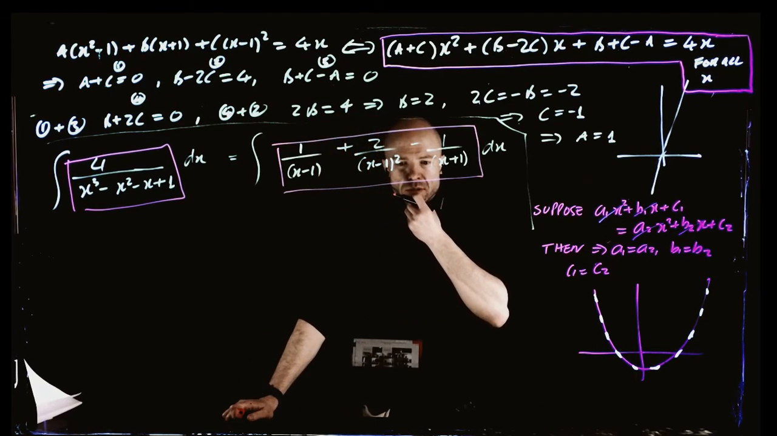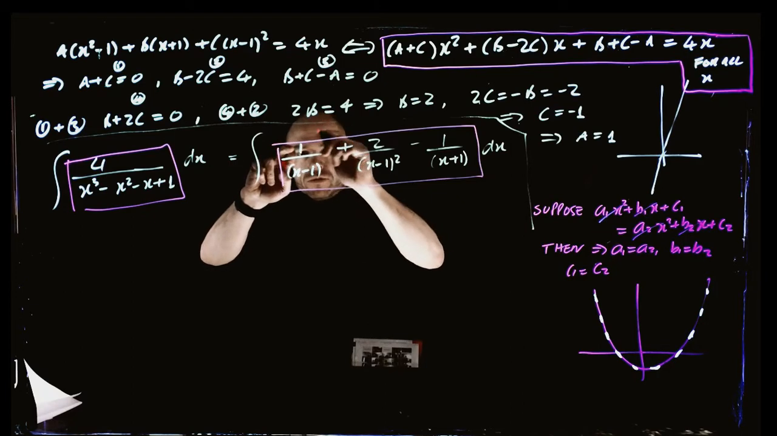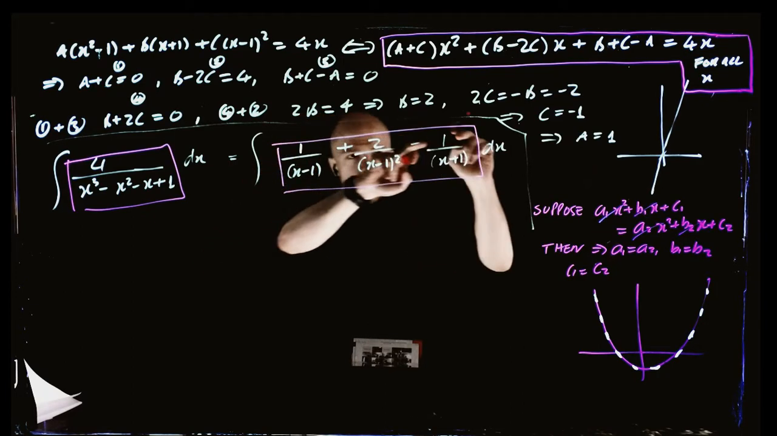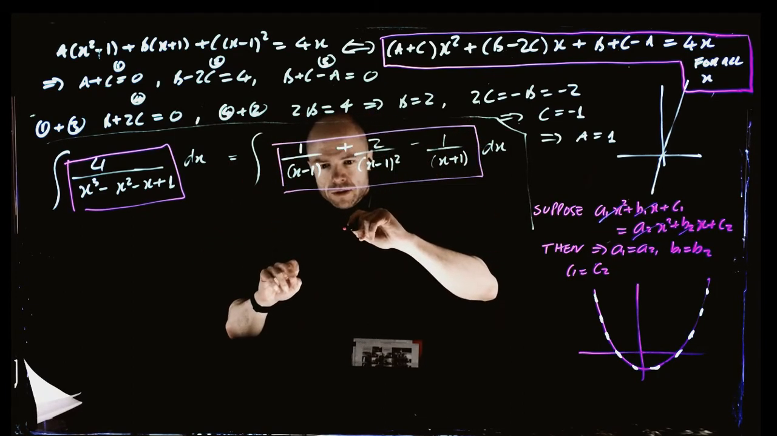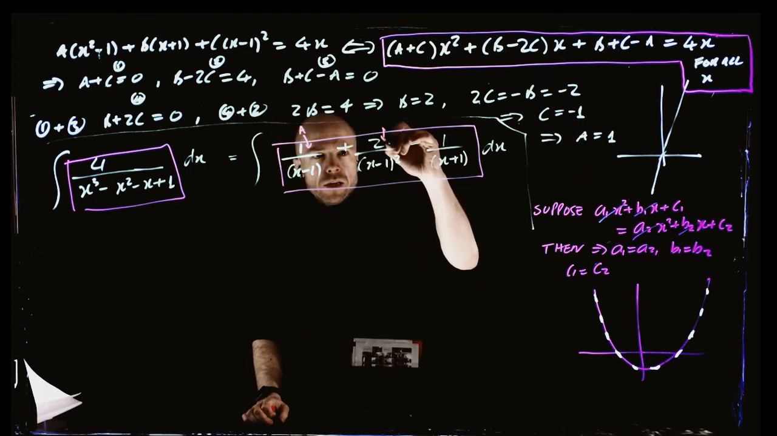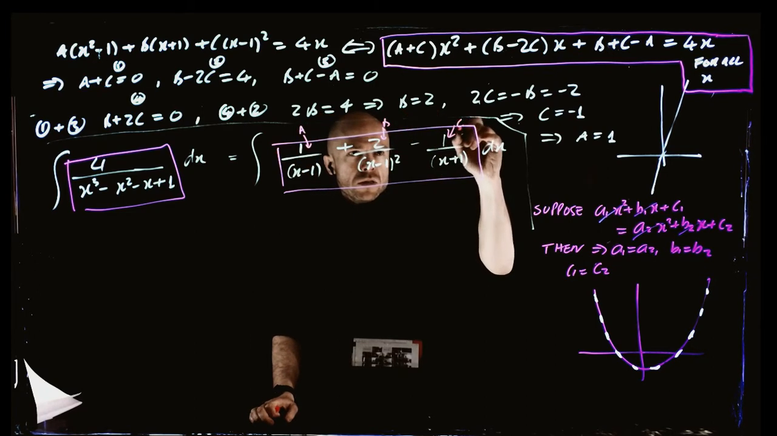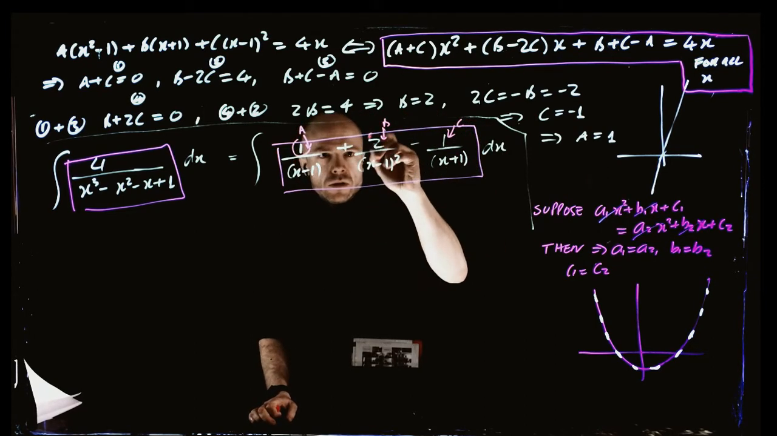Yeah? Because that algebraic form said that we could write this in the form of some A, some B, and some C here. Yeah? You see what I mean? So this was the A here, this was the B, and this was the C on the top. Yeah?